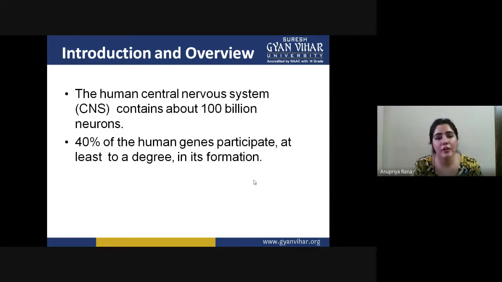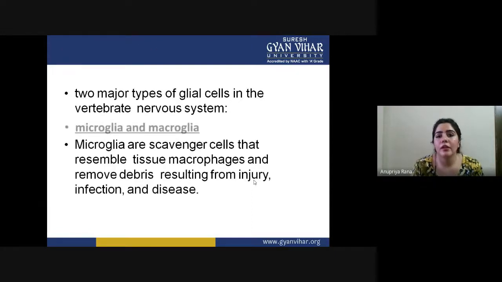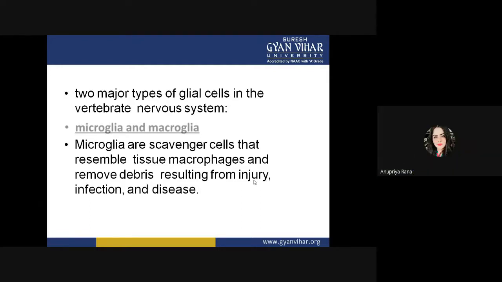Their formation is extensive, and so is their quantity, because they need to perform very specific functions that play a major role in the development and progressive features of the human body. We talk about two specific kinds of cells present in the vertebrate nervous system, the glial cells. We have two kinds of glial cells: one is the microglial and the second is the macroglial cell.